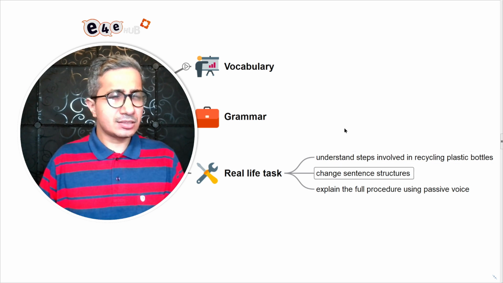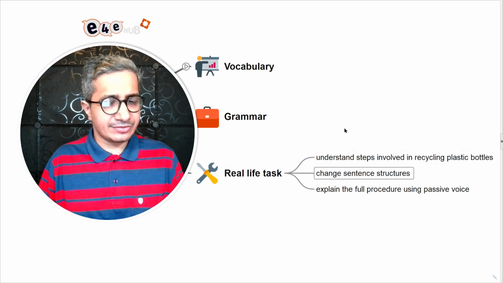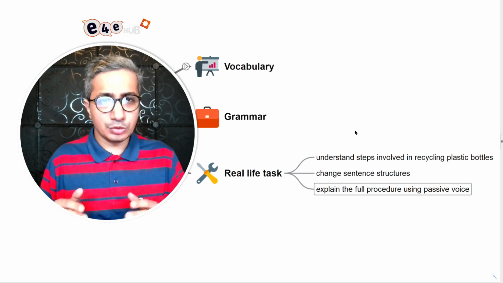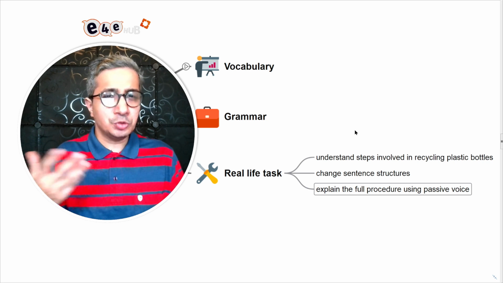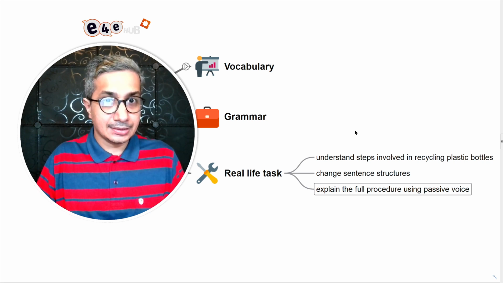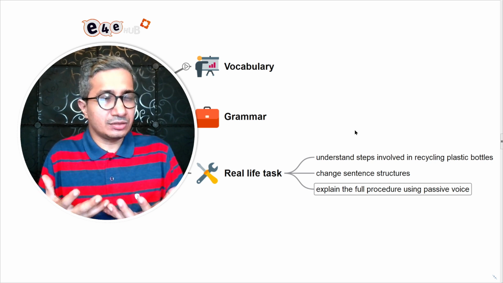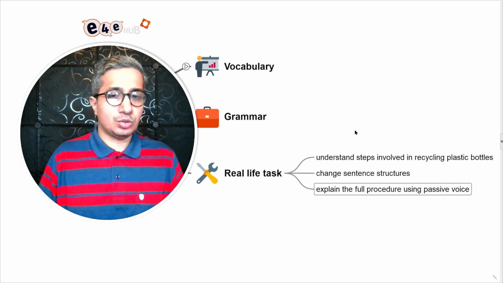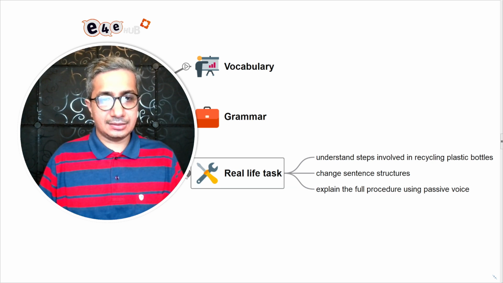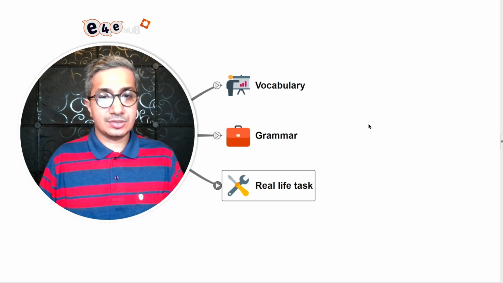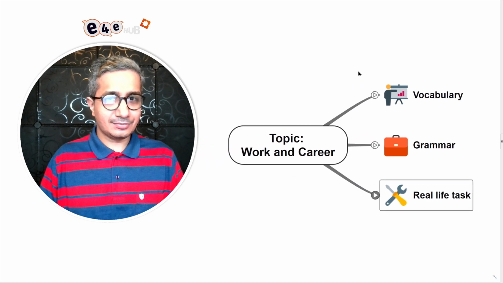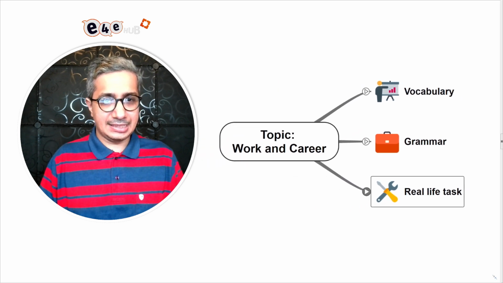We will change the sentence structures from active to passive, and then we will look at explaining the full procedure. I will give you a demo, and then you have to try at your end to explain a workflow step by step, all in passive structures. That's what we are going to accomplish in this third part of the series on work and career. Are you ready for it? I hope you are. Let's get to it. Amazing.